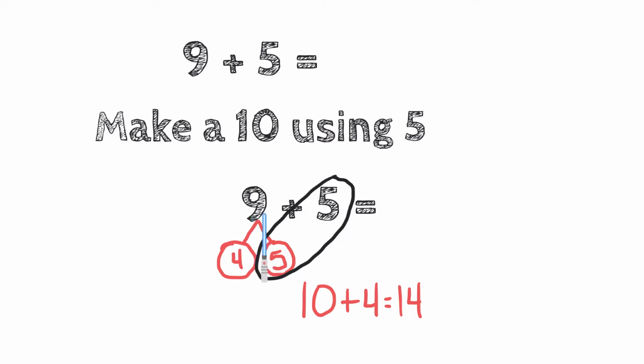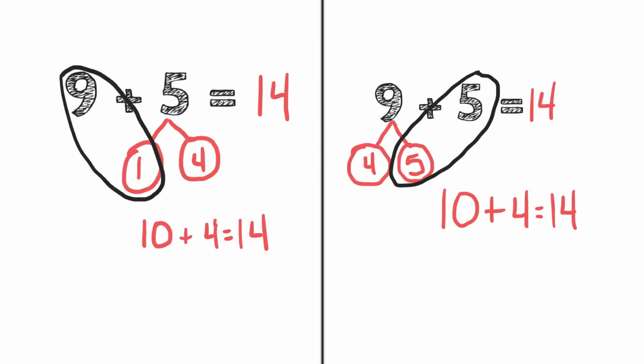In both cases, our problem stayed the same, 9 plus 5. That didn't change. So here's a look at both problems side by side. We had 9 plus 5 equals 14 on each of them. Same problem, same answer. But on this one, we made 10 out of our 9, and on this one, we made 10 out of our 5. But we have the same answer. No matter which number we chose to add together first to make a 10, we have the same result.